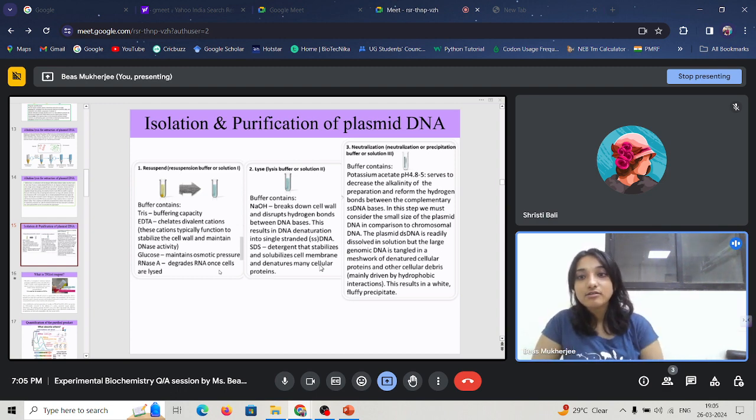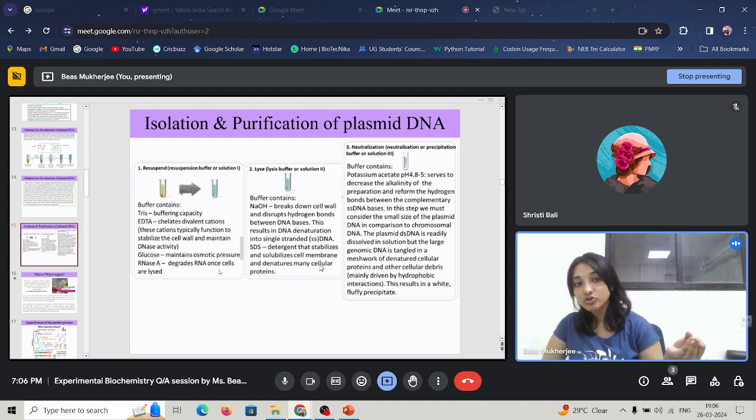Fine. Then what is there? Glucose is added. Glucose gives an osmotic balance. Then there is RNase A. RNase A degrades the RNA once the cells are lysed, because this is for plasmid DNA isolation. It is not for RNA isolation, and therefore we want all the RNA to get removed. Then there is the lysis buffer, which is basically your resuspension buffer or solution 1.